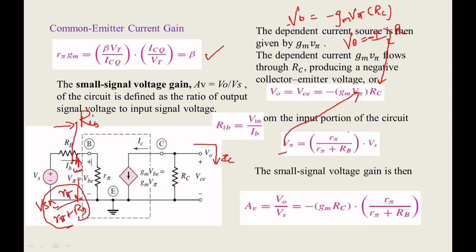Okay, so if you substitute, you have a Vs in this V pi. So that V naught will become minus gm R pi divided by R pi plus RB into Vs RC. Now I want to calculate V naught by Vs. So if you divide this V naught by Vs, from this V pi, Vs will cancel. So the final voltage gain will be minus gm RC into R pi divided by R pi plus RB.